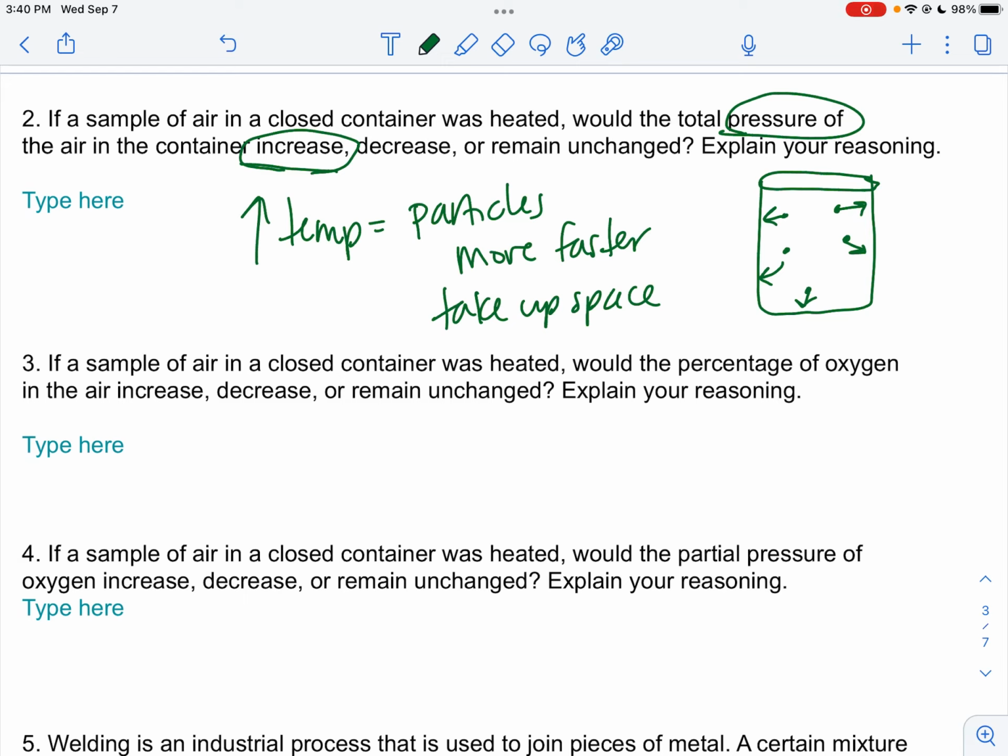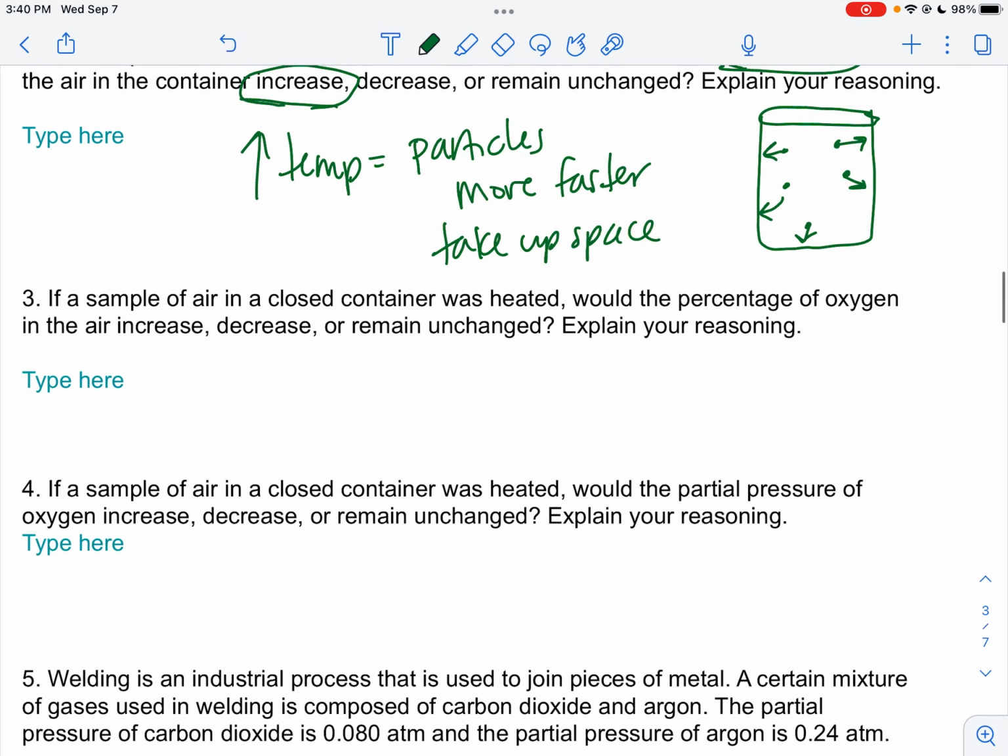Number 3 is just asking, did my actual percentage of oxygen increase? So did I change the amount of gas I had? That's what that question is asking. Make sure you explain. And number 4 is now asking, would the pressure of oxygen increase? So if my total pressure increases, what happened to just oxygen? Again, just think about those particles of oxygen. What happens when I increase the temperature? What are all those oxygen molecules going to do? Make sure you explain.